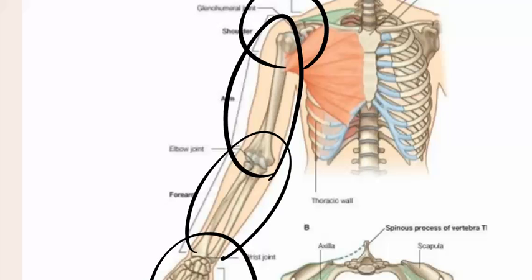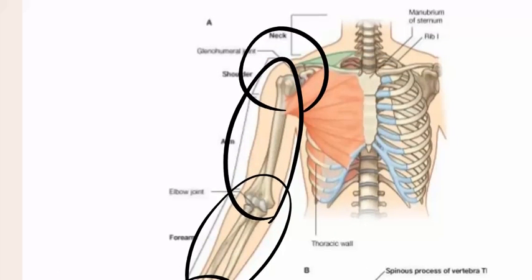So a lot of times when you say arm, people might be thinking, oh, this whole thing is my arm. But speaking from an anatomical perspective, technically this right here is your arm, right? So not this whole thing is your arm. So this is your arm, and then this is your forearm. And then you guys already know what the hands are, and what the shoulder is.